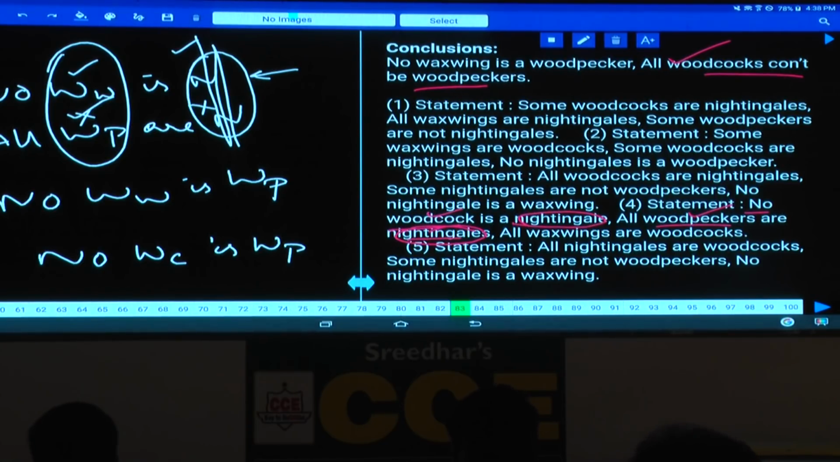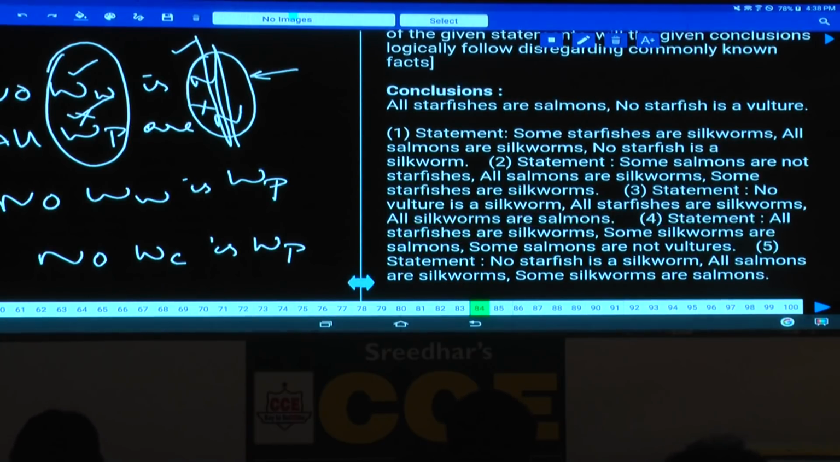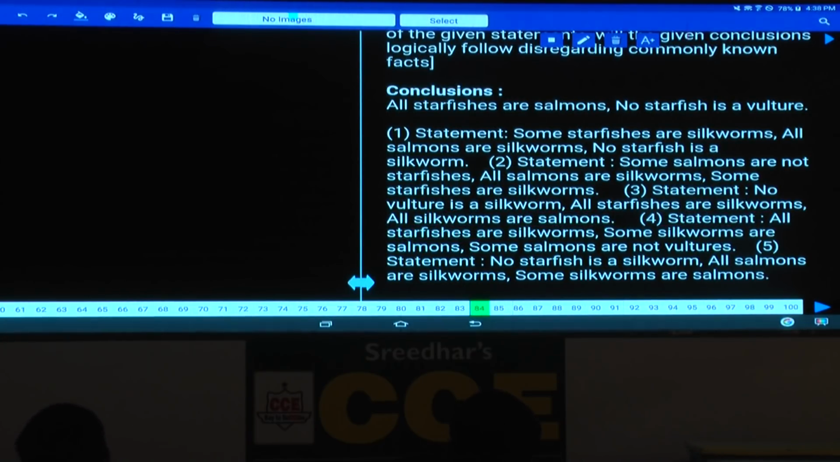Clear? Then, question number 84. Now in this 84, all starfish are salmons, no starfish is vulture. All starfish are salmon. Now here, see this? One minute. See here everyone. No starfish is vulture is there. As no starfish is vulture, see here everyone please. Now in this one, is there any word vulture here? Hence choice 1 is ruled out.